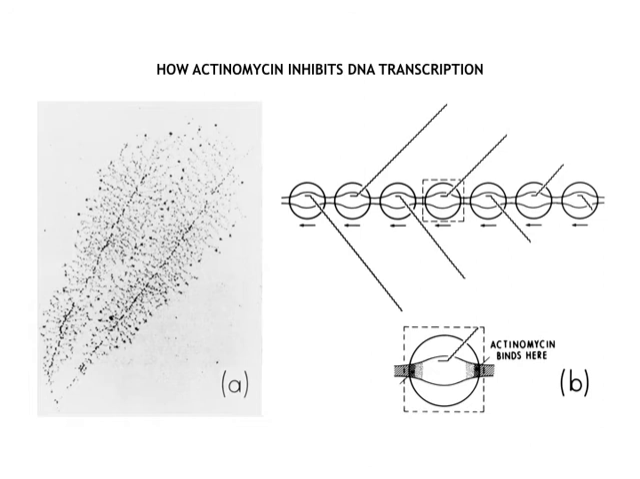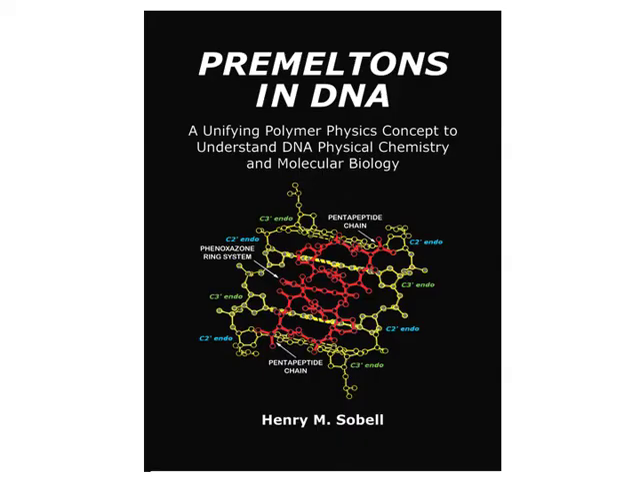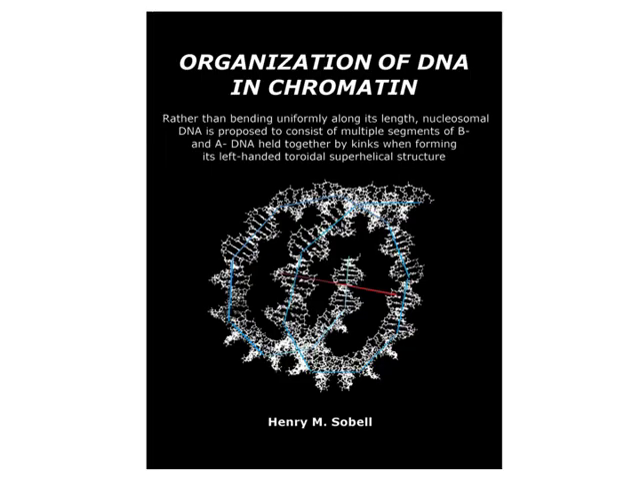I have recently completed 2 books in the area. The first is entitled Premeltons in DNA, a unifying polymer physics concept to understand DNA physical chemistry and molecular biology. The second is entitled Organization of DNA in Chromatin. Rather than bending uniformly along its length, nucleosomal DNA is proposed to consist of multiple segments of B and A DNA held together by kinks when forming its left-handed toroidal superhelical structure.